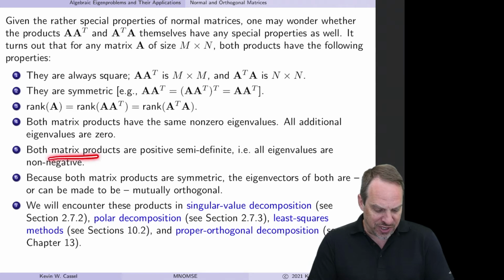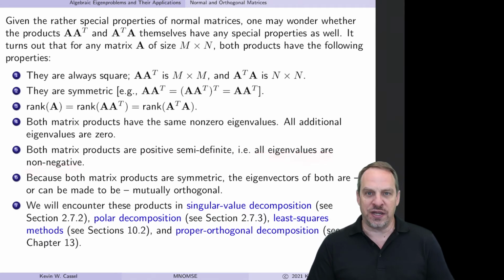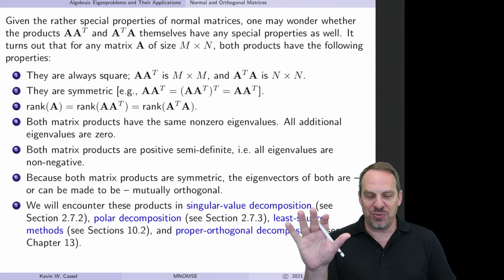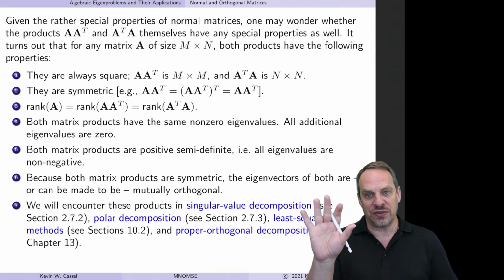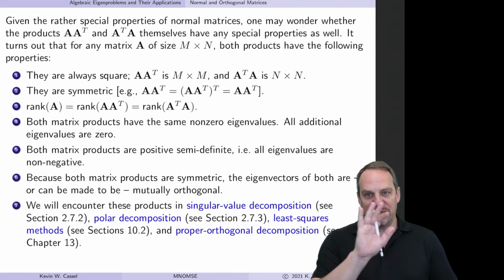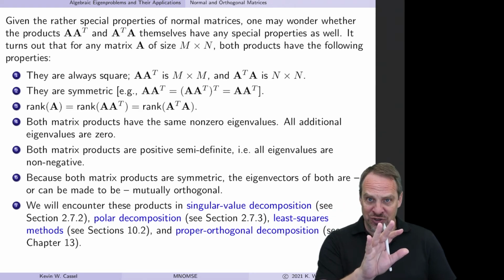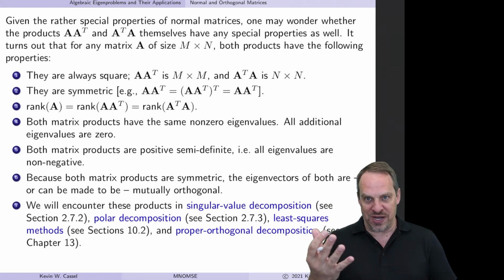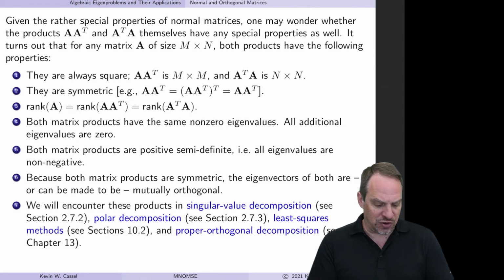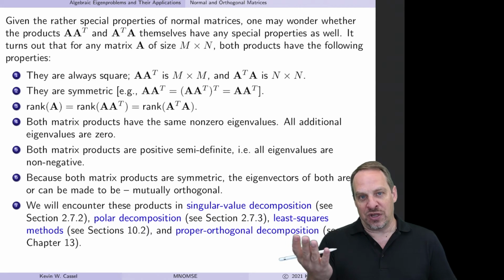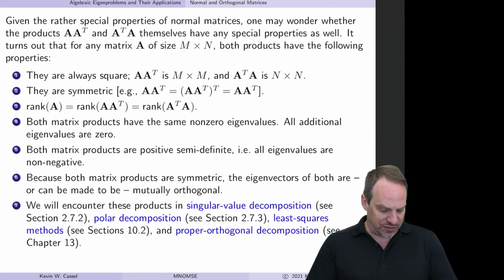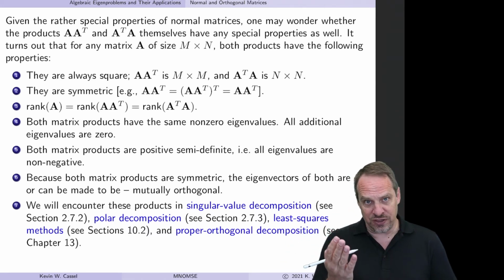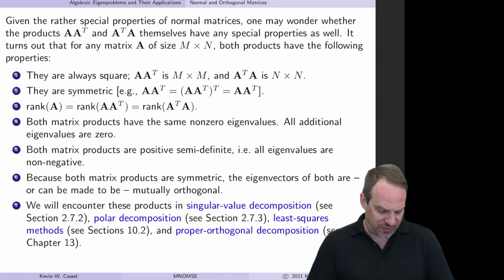The matrix products are both positive semi-definite. That means that all of the eigenvalues are non-negative. Now remember, we can't say anything about positive definiteness of A because it's not real and symmetric. But A times A transpose and A transpose times A are symmetric, so we can talk about whether they're positive definite. In this case, they are always positive semi-definite, and that's allowing for zero eigenvalues. If they don't have any 0 eigenvalues, then of course they're positive definite.